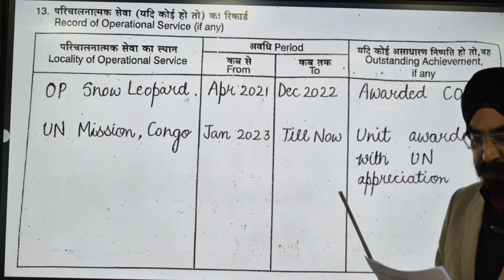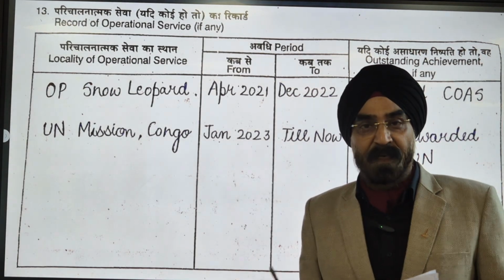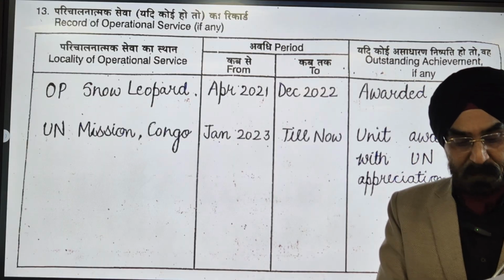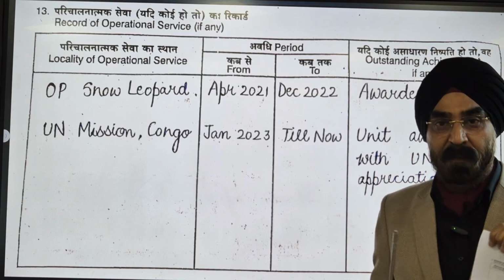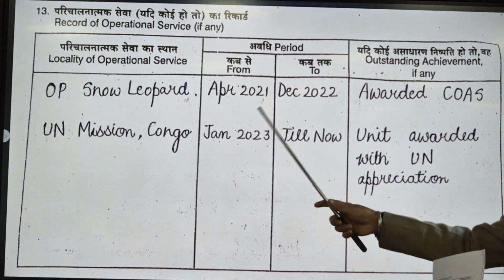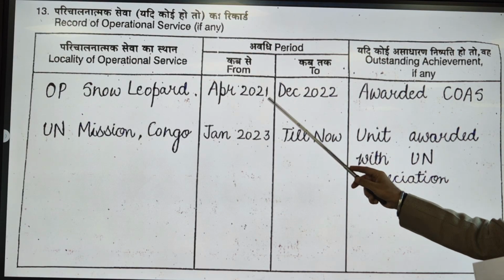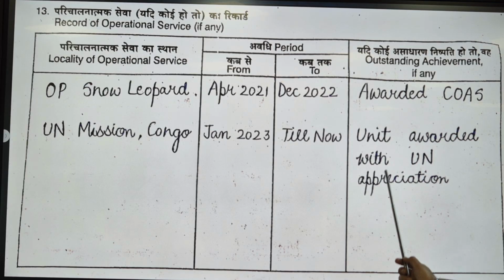Then comes serial number 13, which is the record of operational service. Where all in field areas or operations have you participated? This also is quite a big column. You can write a number of operations in which you participated. Here we have the locality of operation, which operation, and from which period of time you participated, and if you have been awarded any achievement or award during your service there, it can come here.